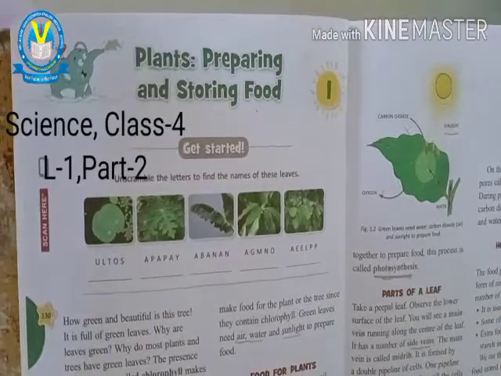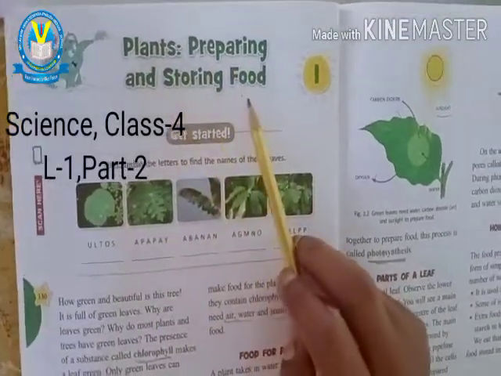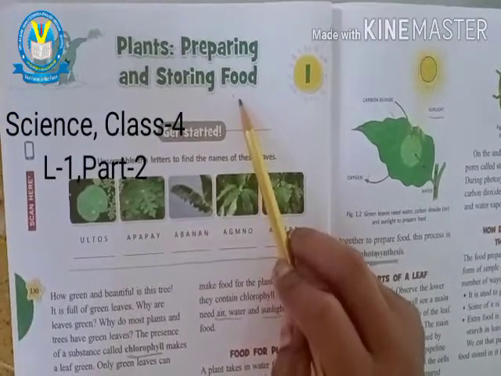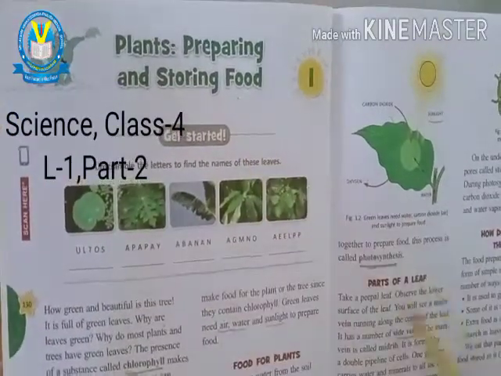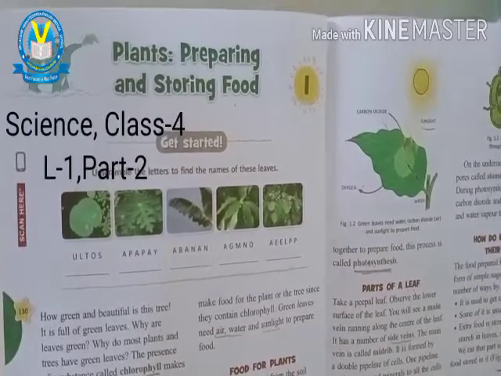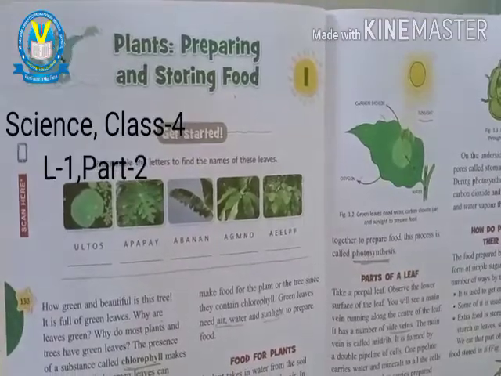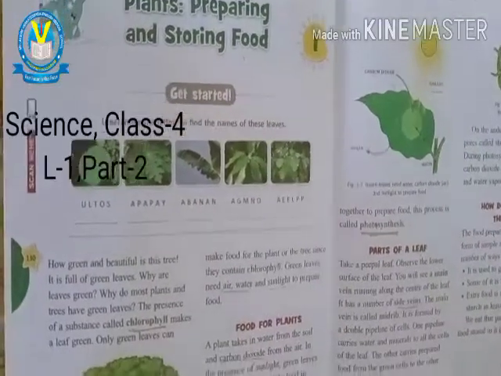Good morning children. In the previous class, we learned about plants preparing and storing food, with some subtopics: parts, food for plants and parts of a leaf, how plants use their food, and some unusual plants. So next we can go through the experiments about this food for plants.